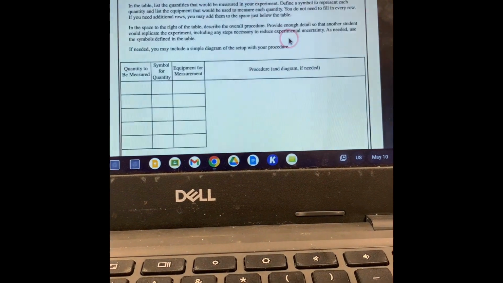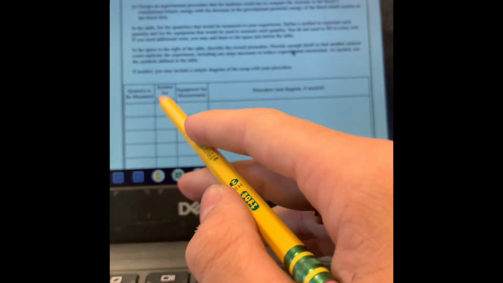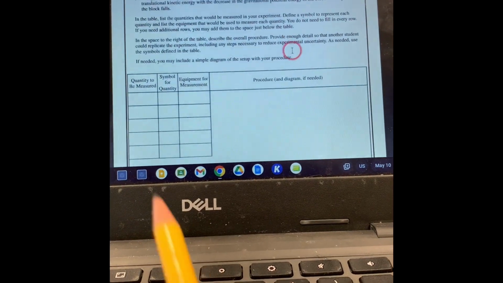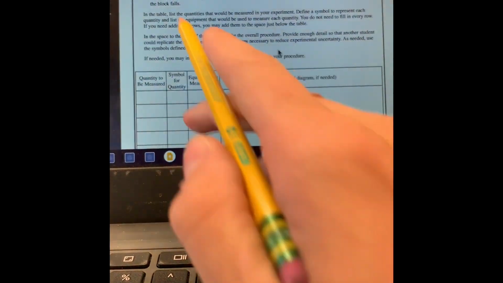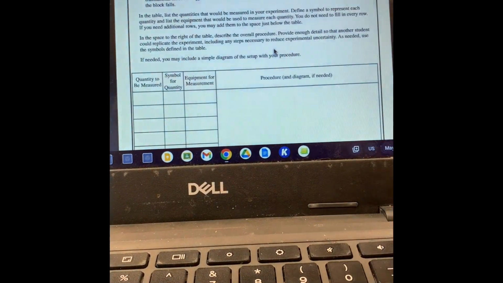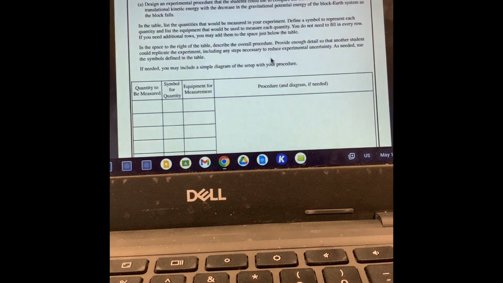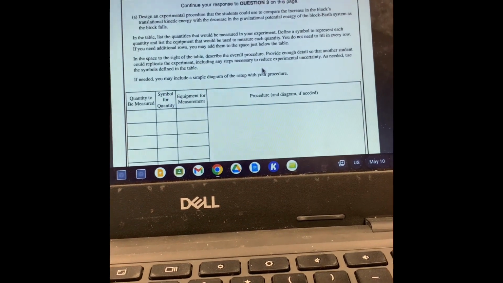The first question asks us to find the quantity to be measured and write that down, the symbol for the quantity, the equipment for measurement, and to write down the procedure. So the question asks us to design an experimental procedure that students could use to compare the increase in block's translational kinetic energy with the decrease in gravitational potential energy of the block-Earth system as the block falls.